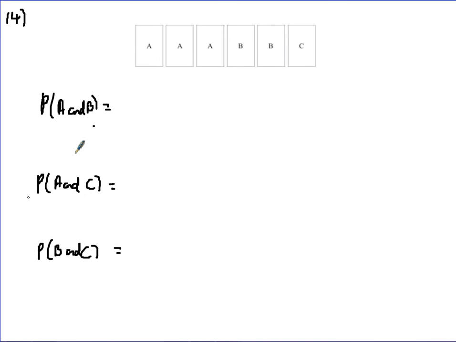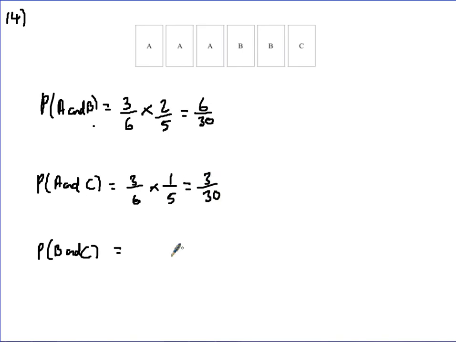So we've got A, which is 3/6, and then bearing in mind you've taken an A, you've got 2 B's out of 5. That'll give us 6 out of 30. We've then got A, which is 3 out of 6, and then times C, which is 1 out of 5. So that's 3 out of 30. And then B to C, we've got 2/6, and we times that by 1/5, which is 2 out of 30 again. So we've got those values there.